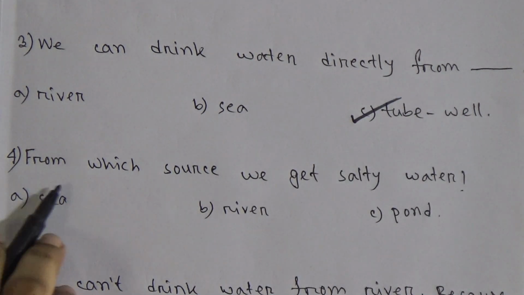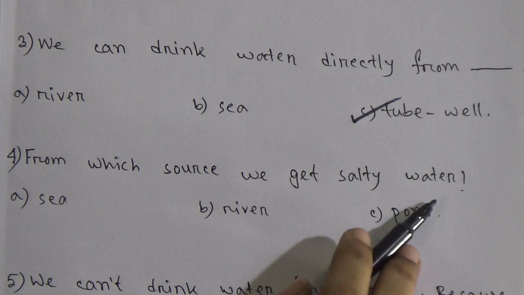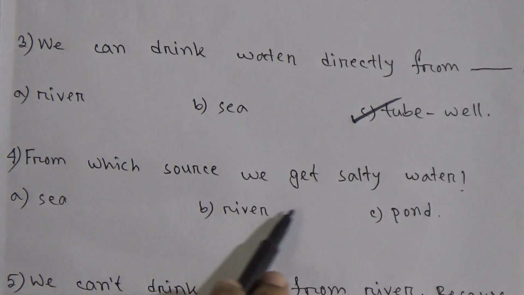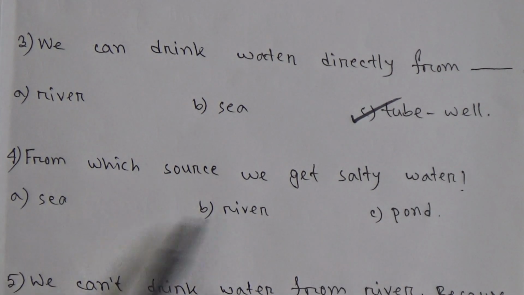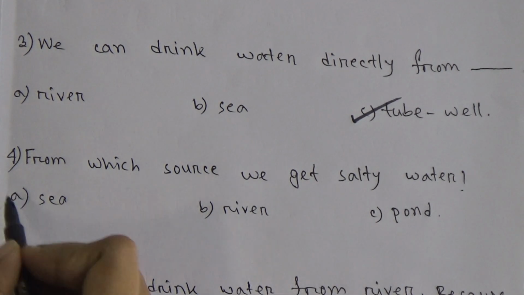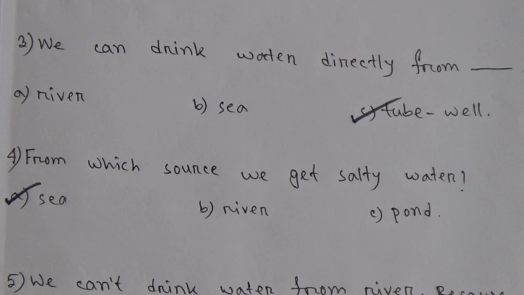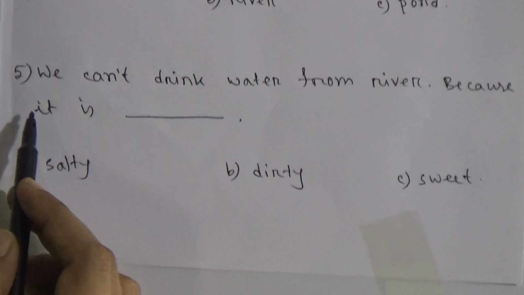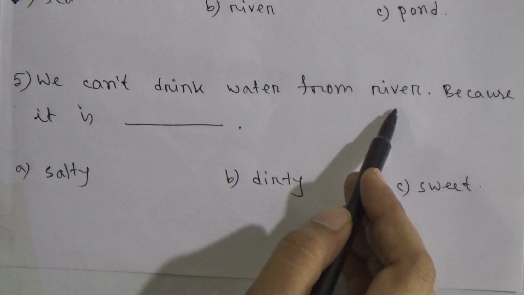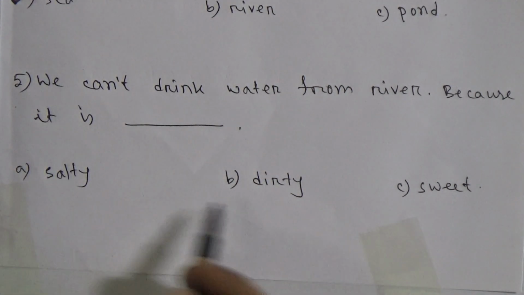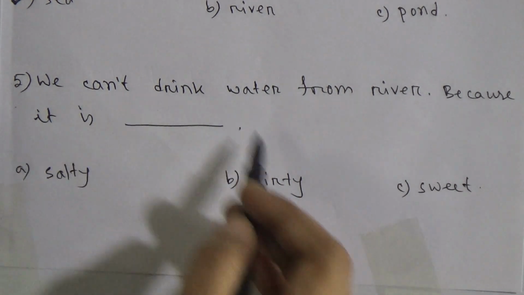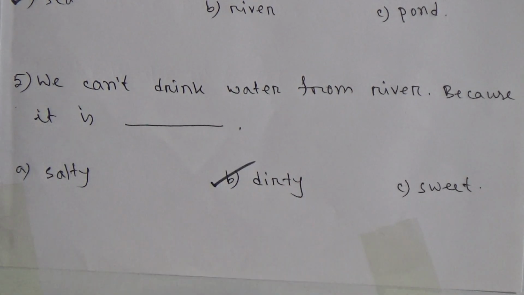Number 4, from which source do we get salty water? Sea, river, pond. So the answer will be sea, because the water of the sea is salty. Number 5, we cannot drink water from river because it is salty, dirty, sweet. Actually riverine water is dirty, so that is why the answer will be dirty.